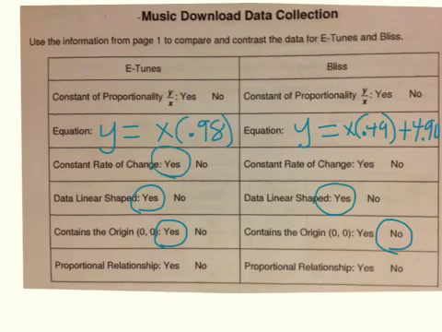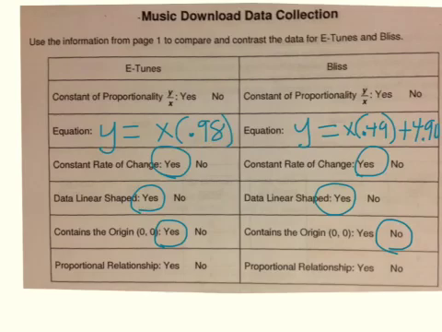Now thinking about Bliss, once you get to one song, it's just adding 49 cents. Does it still change the same amount? Yes, 49 cents, 49 cents, 49 cents. After you buy your first song, it just increases 49 cents every time. So I'm going to say that one has a constant rate of change because it keeps going up 49 cents, 49 cents, 49 cents.